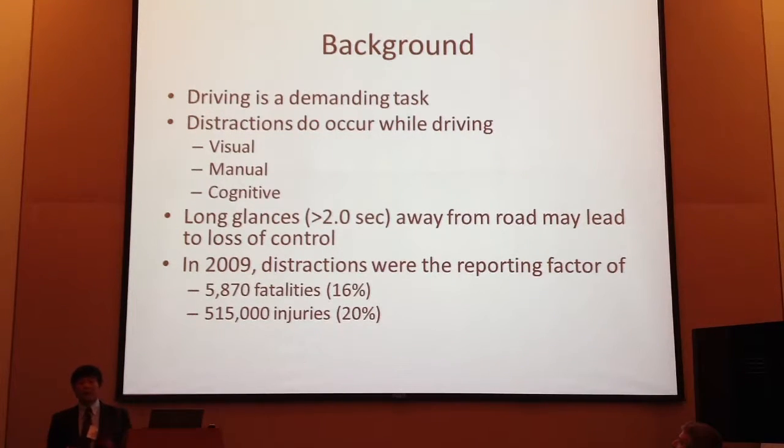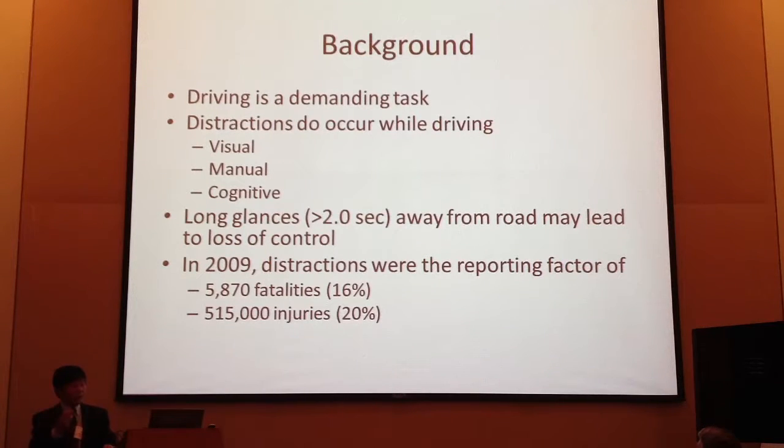And there are typically three types of distractions. One is called visual distraction, in which the driver's eyes shift away from the roadway ahead. Another we call manual distraction, and that means the hand is not on the steering wheel. The third kind is called cognitive, which is even when you're looking at the road ahead and your hand is on the steering wheel, but you're thinking of something else.